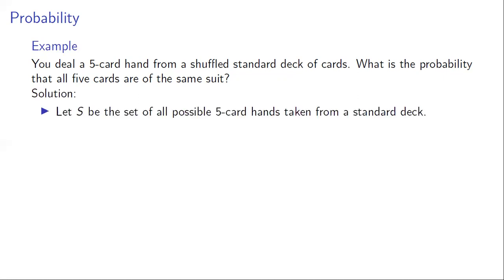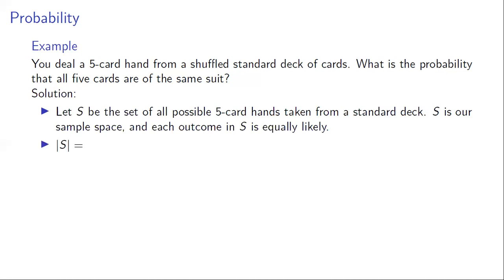So here we have to start with the sample space. Let S be the set of all possible 5-card hands taken from a standard deck. S is our sample space, and each outcome in S is equally likely because it's a shuffled deck, right? And it's a standard deck, so I don't have to worry about there being extra cards of a certain type. Everything's equally likely here. That's our sample space, all possible groups of 5 cards taken from a standard deck.